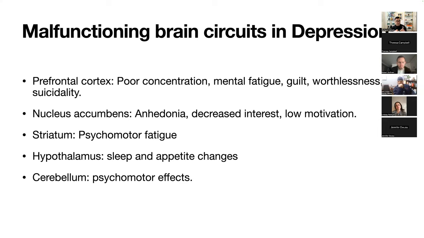Nucleus accumbens, like I said, that has to do with pleasure. So if you have issues with dopamine and nucleus accumbens, you might have anhedonia. Anyone know what anhedonia means? What is anhedonia? What does hedonism mean? It's the opposite of hedonism. Lack of pleasure. Very good. Lack of pleasure, right?